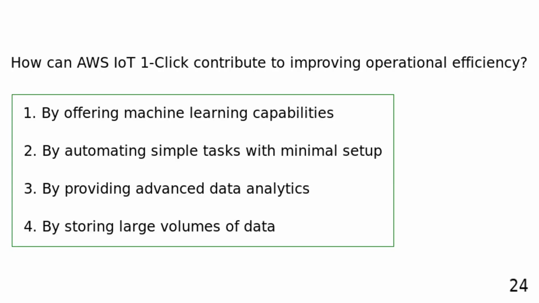How can AWS IoT one-click contribute to improving operational efficiency? By offering machine learning capabilities. By automating simple tasks with minimal setup. By providing advanced data analytics. By storing large volumes of data.